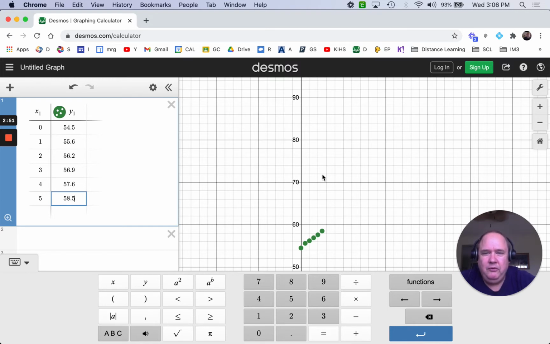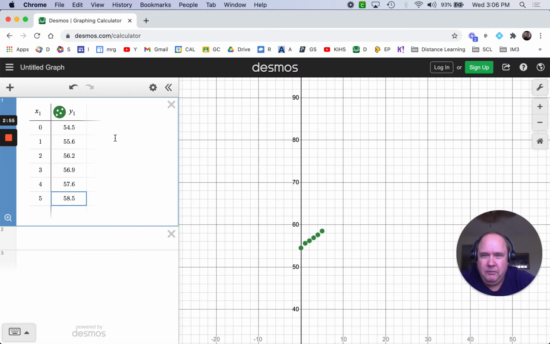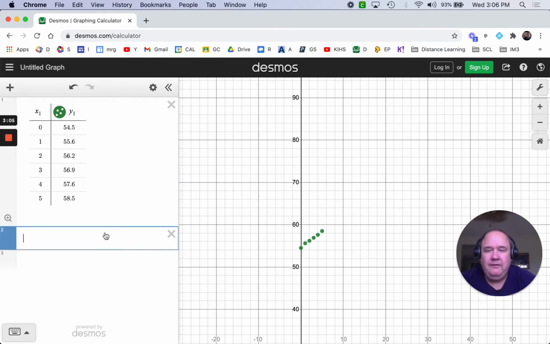I want you to notice, if you look here, these are the points I just did. And so we're going to make an exponential curve out of this, where it's going to curve up and it's going to match these points. How I'm going to do that is I'm going to type in, notice we have a table that's x1 and y1. So we're going to type y1, and then we need this symbol.